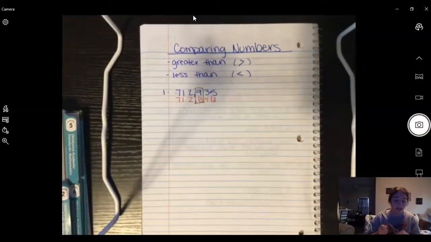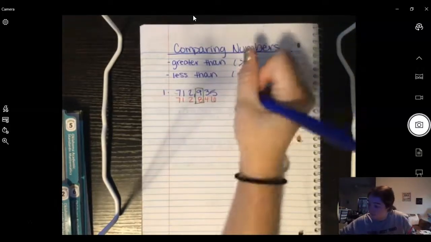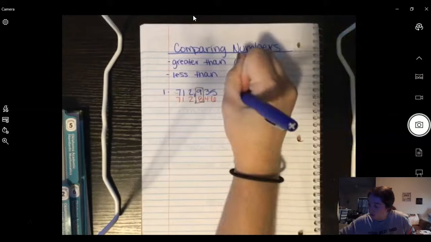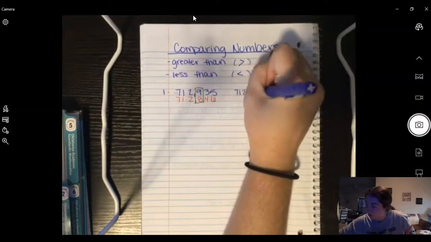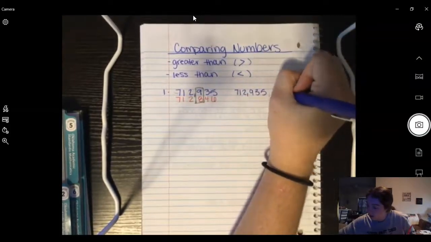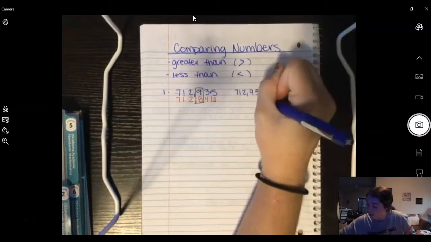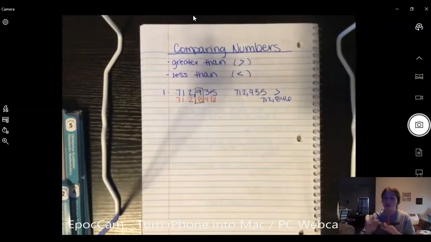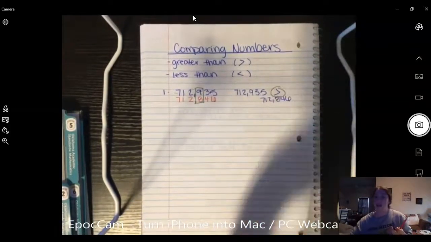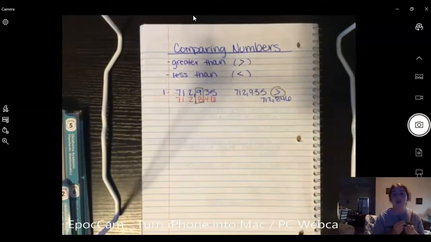So how we represent that is we would say 712,935 is greater than 712,846. Okay, so we use this sign and we use the open end to show that 712,935 is greater than 712,846.